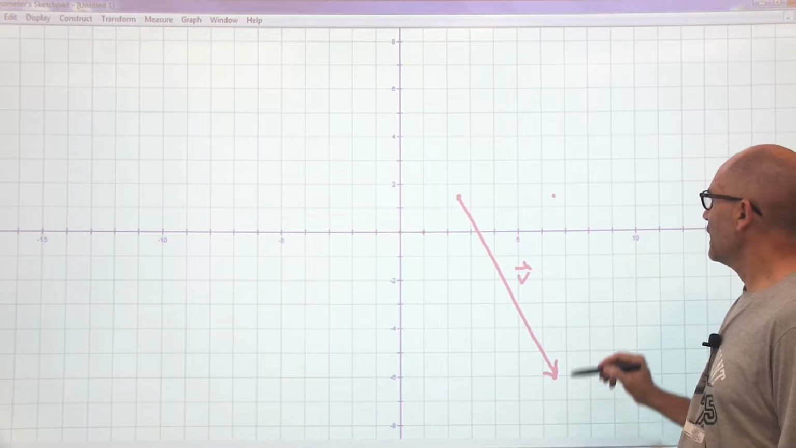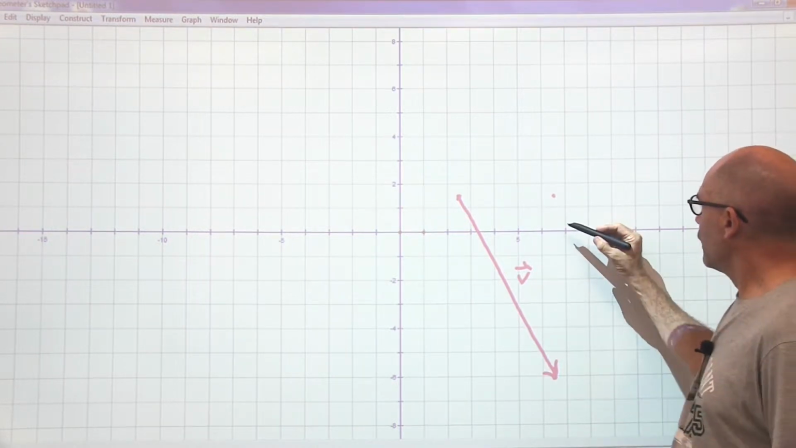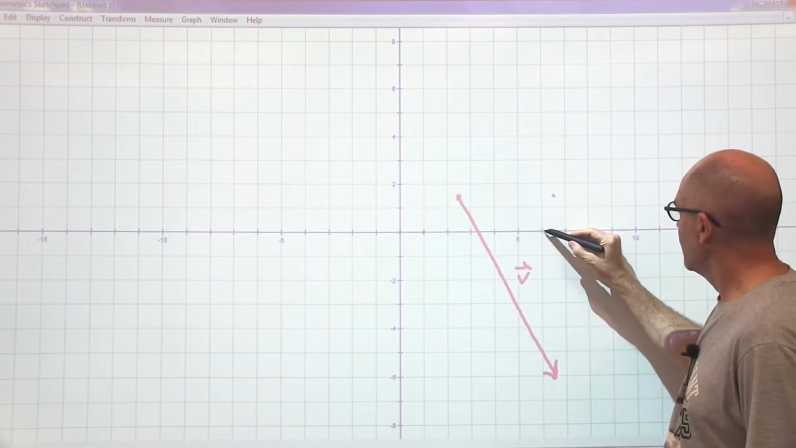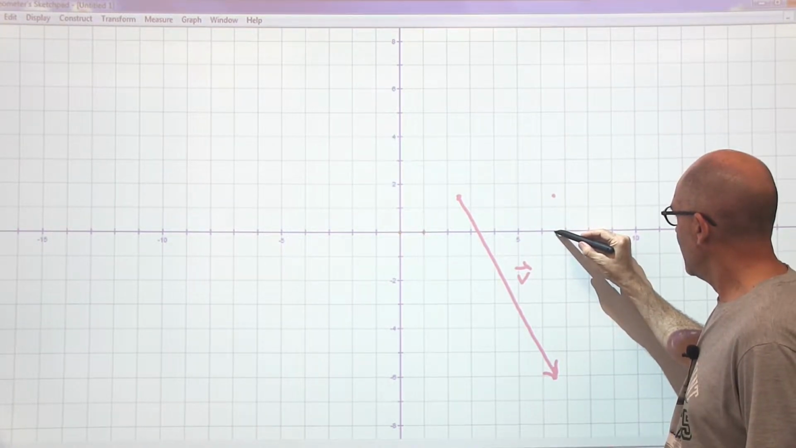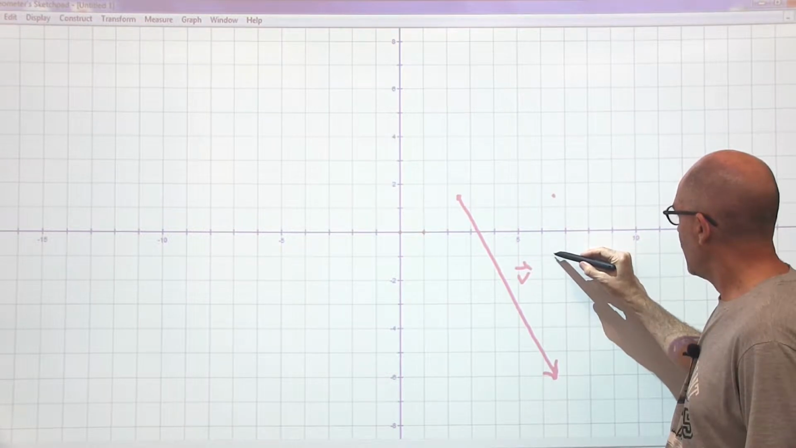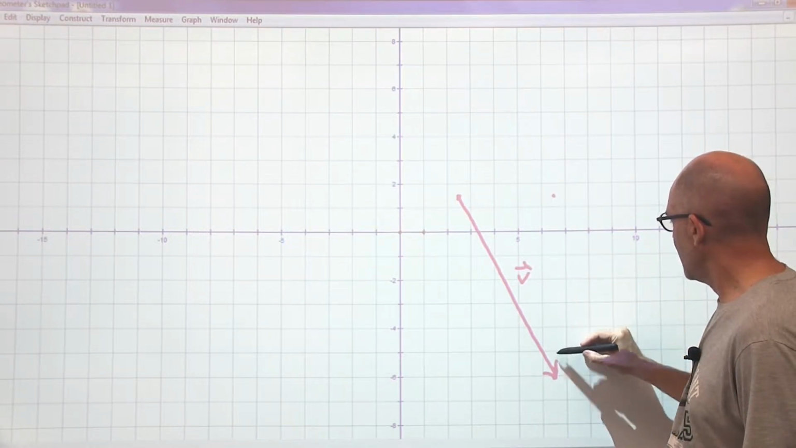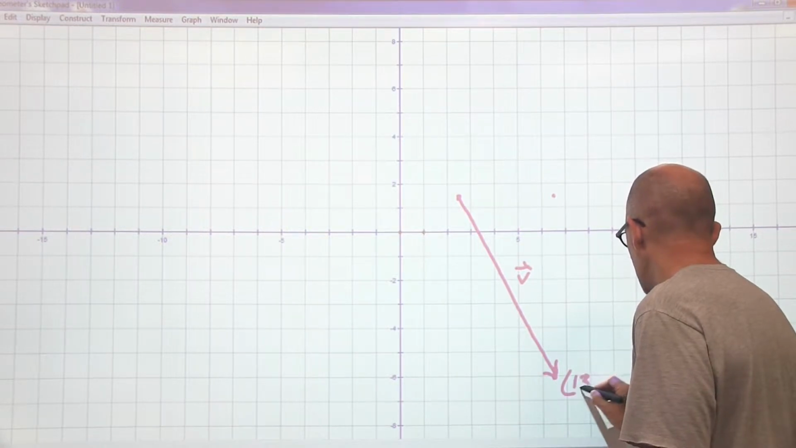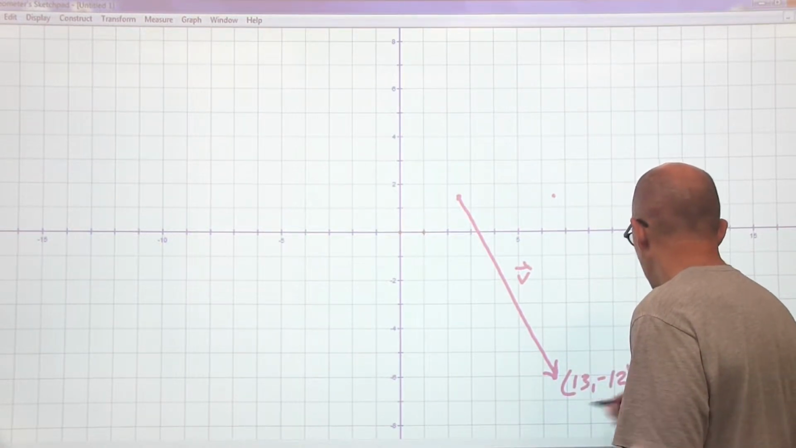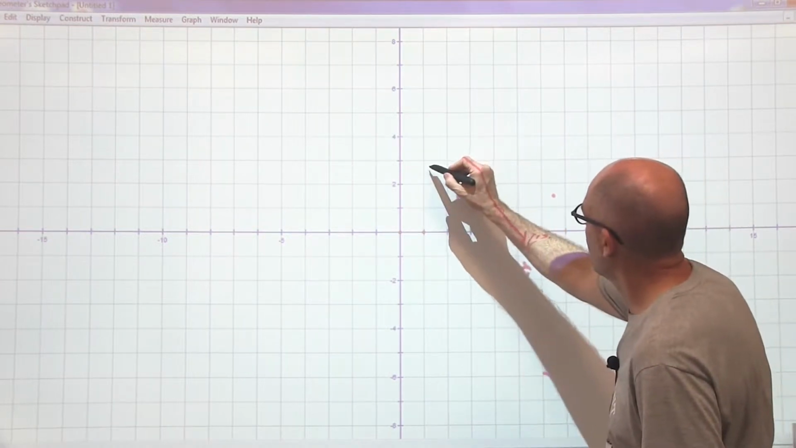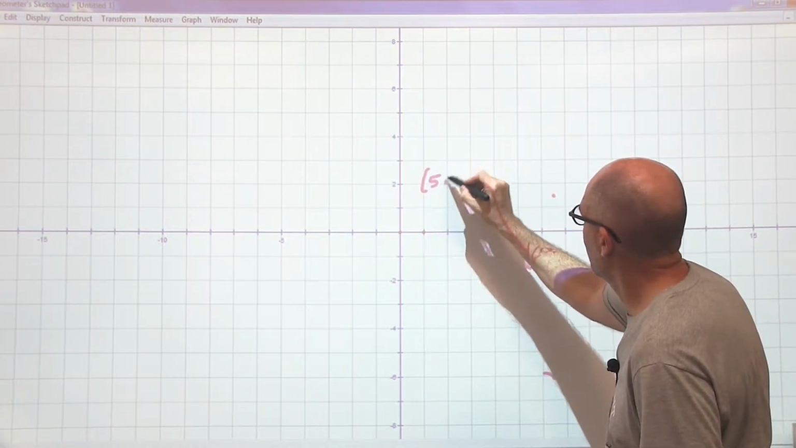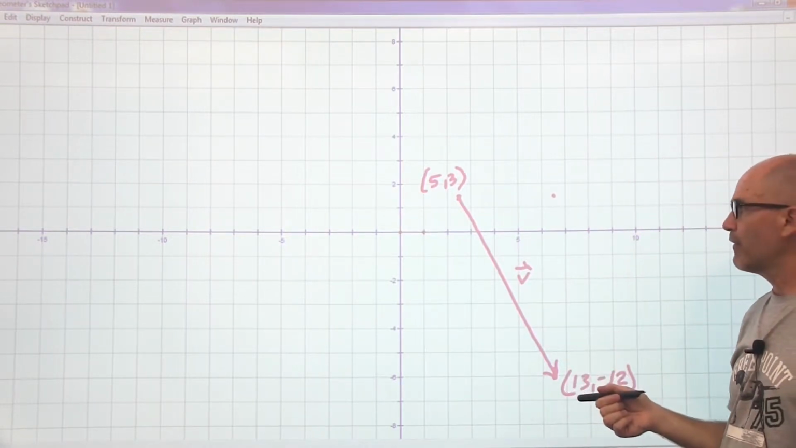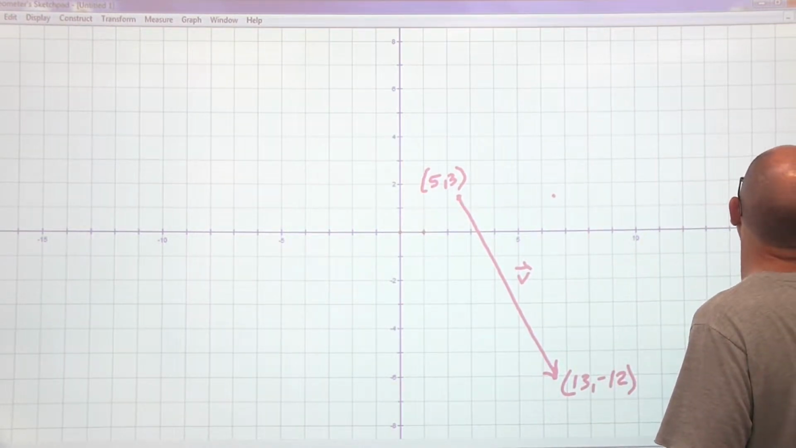Now, where is its endpoint? Well, I could look at it on the graph and say its endpoint is at 10, 12, 13, down 2, 4, 6, 8, 10, 12. So (13, -12). Remember, we started at (5, 3). Now, I did that by the graph. You can also do it by algebra.